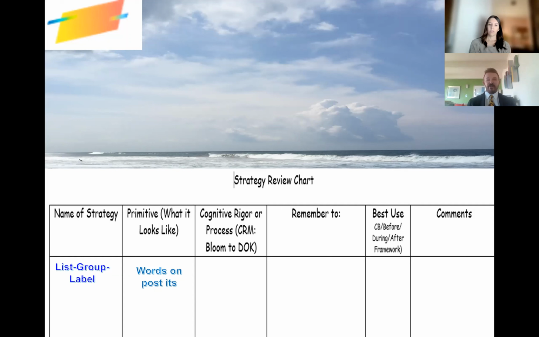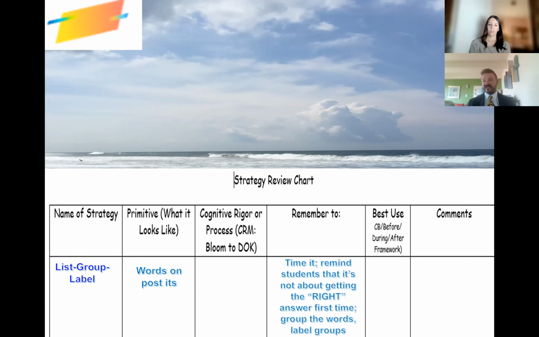What do I have to remember to do as the teacher? I need to time it. I need to remind students it's not about getting it right when they're going through the first sort. They need to group the words and label the groups that they choose. And then the best use for this, and remember that before, during, after I showed, this is a before strategy and an after strategy. I can give this to students, have them do the sort, then they go read a piece of text, then they come back and do the list group label again and make adjustments. So it's a before and after strategy.